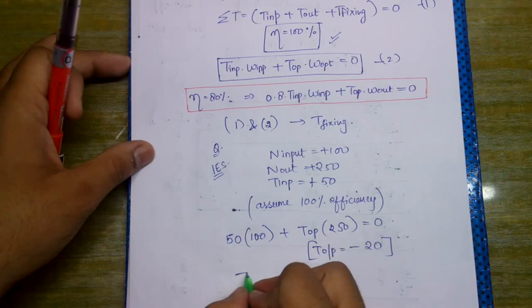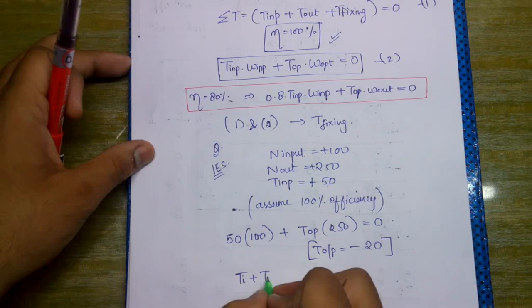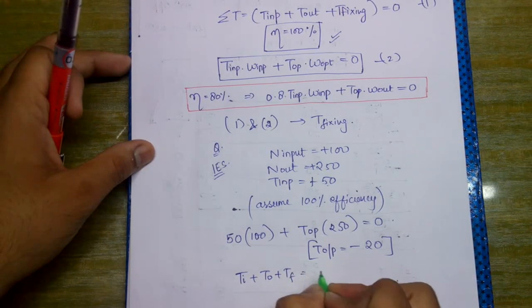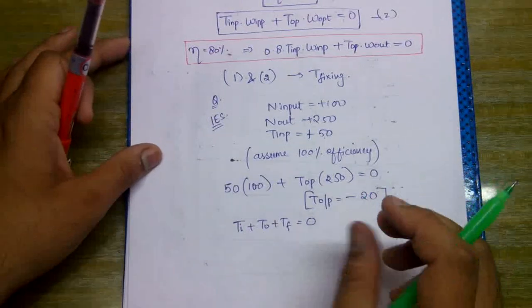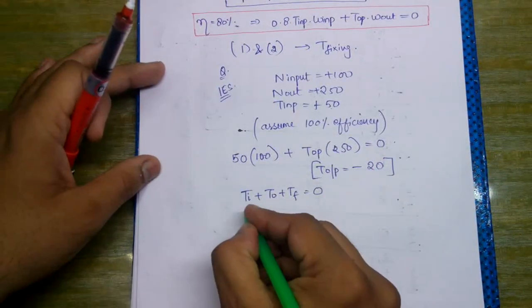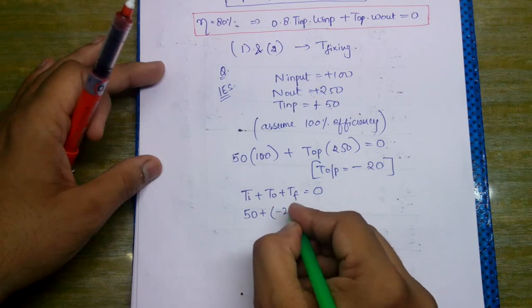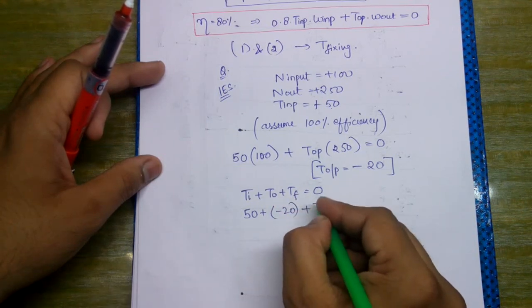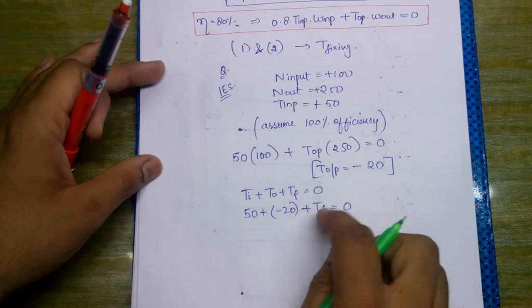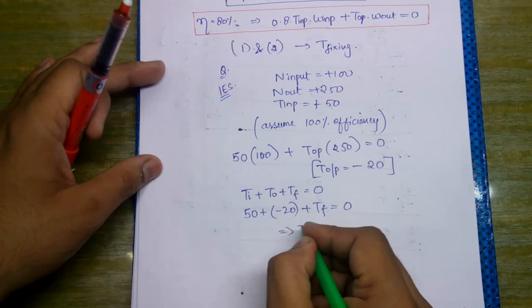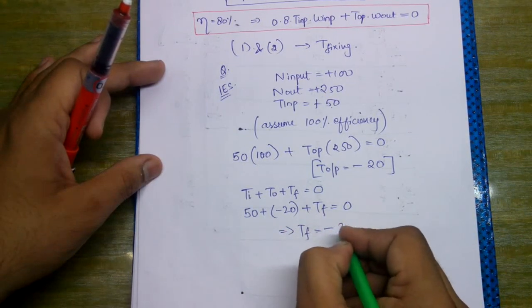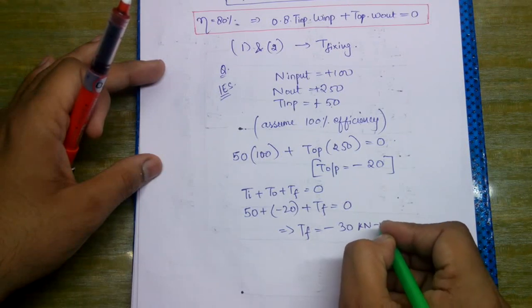Okay, so we will now write T input plus T output plus T fixing is equal to 0. We have to find out the fixing torque. So T input is given as 50, T output is given as minus 20, plus T fixing which we have to find out. So this becomes T fixing is equal to minus 30 kilonewton meter.